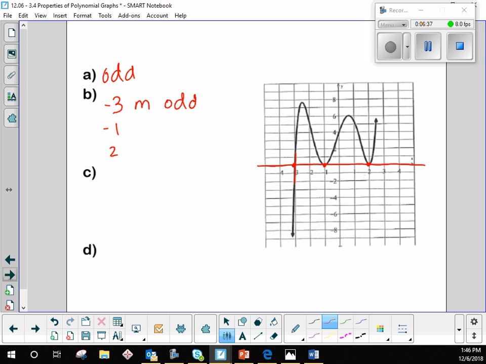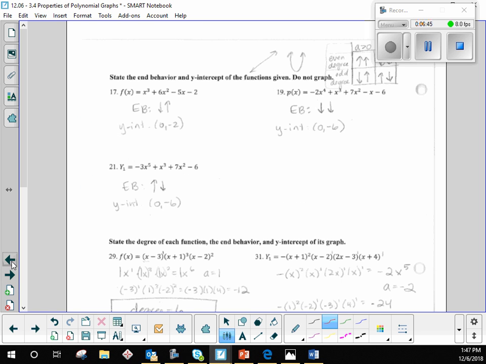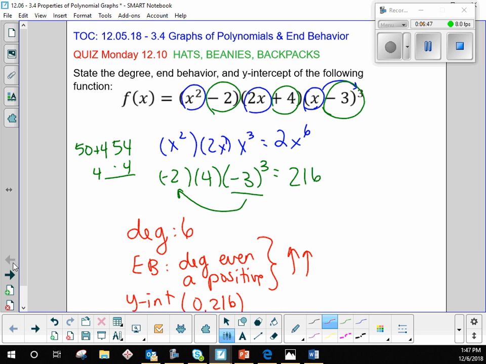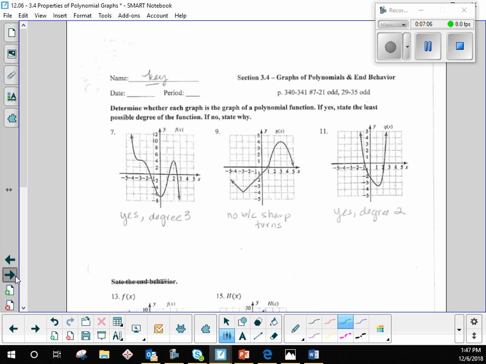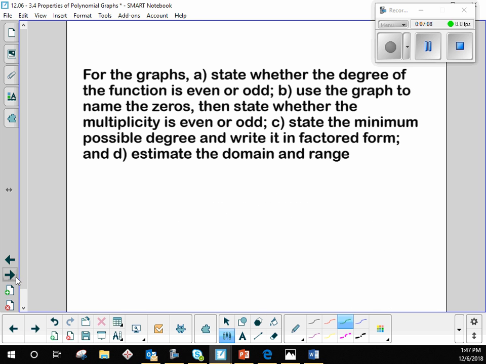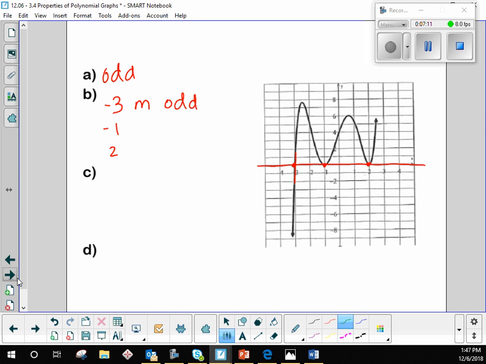Okay, and here, let me show you from the warm-up an example of multiplicity. If we go back to this equation that we had at the beginning of class, this exponent right here is a multiplicity of 3. What would this factor's multiplicity be? 1. This factor's multiplicity, well, that one's different because it's squared. So that's what we're talking about when we talk about multiplicity being even or odd. Its exponent is an even number or its exponent is an odd number.